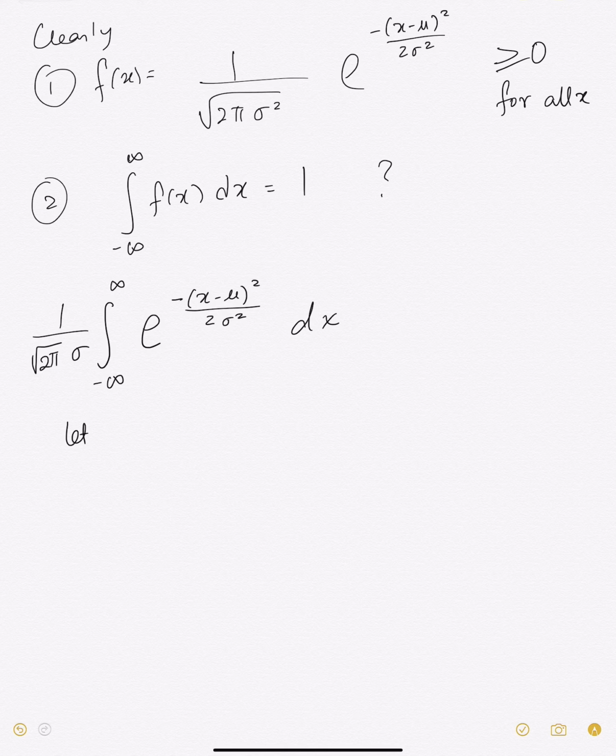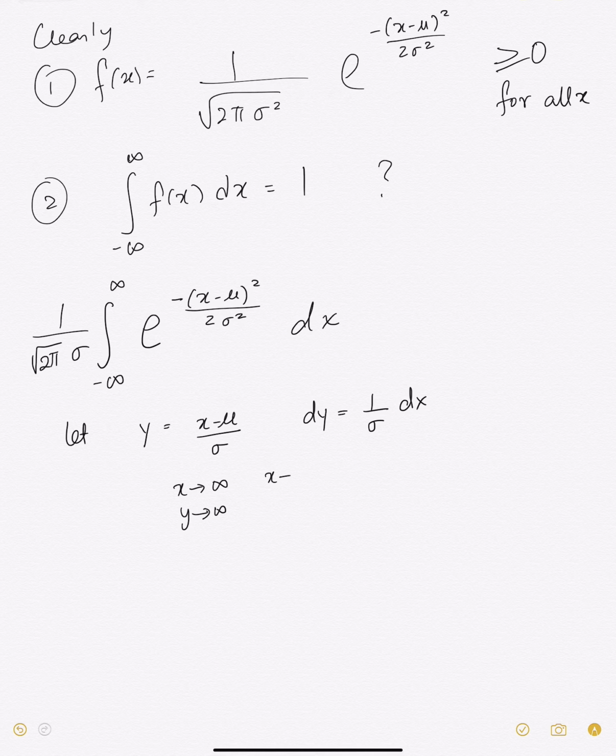If you want, let's say y equals (x minus mu) over sigma. Then what do you get? Then dy equals 1 over sigma dx. And as x goes to infinity, we've assumed that sigma is positive, y will go to infinity.